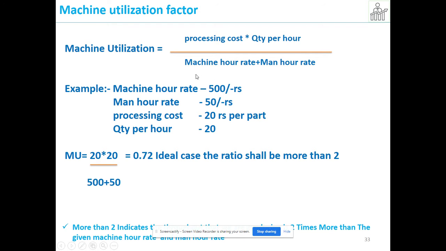It means if my investment is 550 for the machine, then 550 into 2, the output that I am getting in the numerator should be 1100. So then what happens? When your investment and what you're getting is twice, when you divide it, the ratio will be 2. So that's why they say the machine utilization factor should be more than 2. That means whatever investment you're giving, you should get double of that. That is the concept.